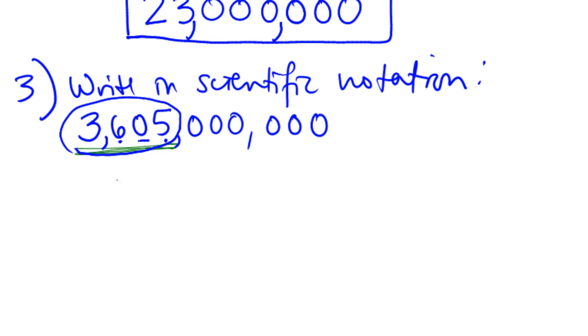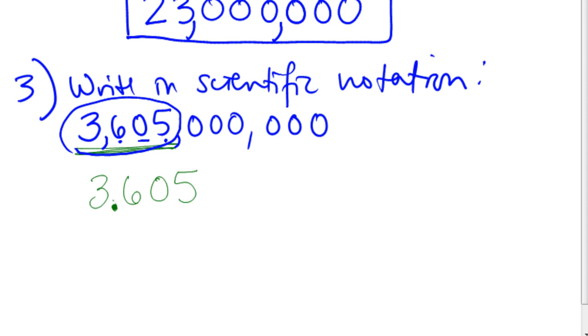So I know that the A part, I have 3, 6, 0, 5. All of that's going to have to go in my A part. Where should the decimal point go in order to make sure that this number is between 1 and 10? Well, it has to go right after the 3, because remember, I'm only allowed to have one number. I need one and exactly one number to the left of that decimal point.